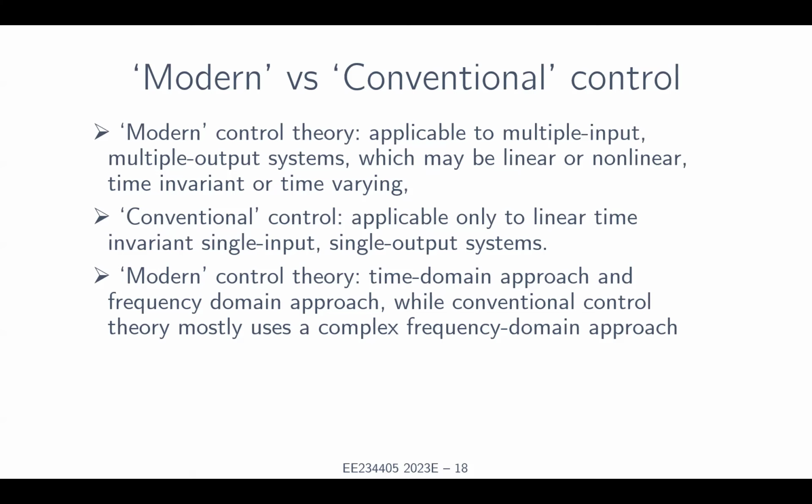In conventional control we use a frequency domain approach with Laplace transform, of course, and with the frequency complex domain, whereas in the state space approach, we use just a matrix, which is actually representing the evolution of the system over time.